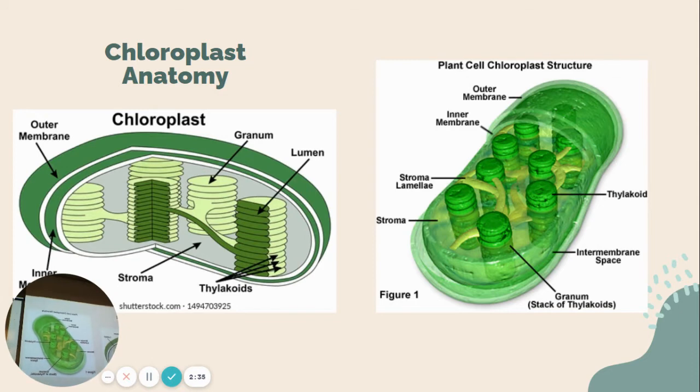thylakoids. I don't know why they call them that, but they call them that. The stuff in between, analogous to cytoplasm, is called stroma. The actual space inside is called the lumen, and the stacks are called grana. So the thylakoids are the things that actually contain the chlorophyll, and they collect the light energy in order to photosynthesize.